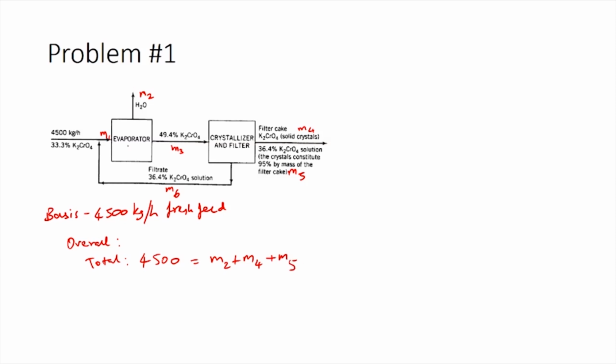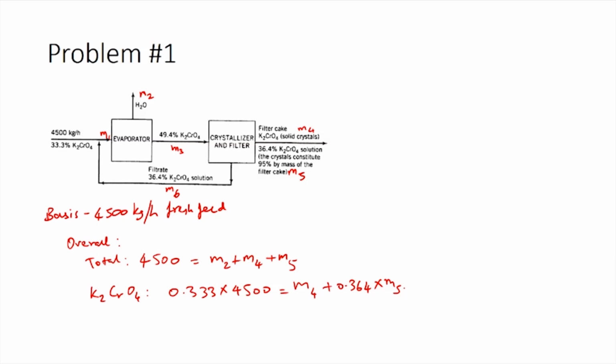M2 is the water which is leaving in the form of water vapor, M4 is the potassium chromate crystals leaving the crystallizer and filter, and M5 is the mass of potassium chromate solution which is accompanying the filter cake. We can also write the balance equation for potassium chromate. K2CrO4 balance would be, you have 0.333 times 4500 entering and you have potassium chromate leaving in the form of M4 plus 0.364 times M5. So, we now have two different equations.